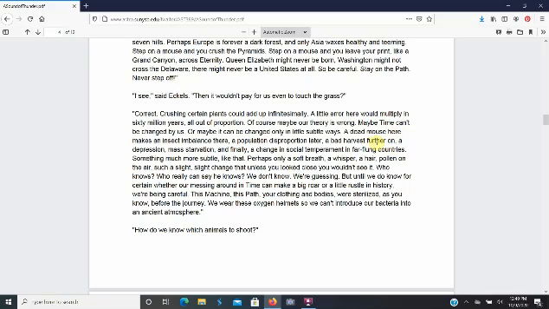We don't know. We're guessing. But until we do know for certain whether our messing around in time can make a big roar or a little rustle in history, we're being careful. This machine, this path, your clothing and bodies were sterilized, as you know, before the journey. We wear these oxygen helmets so we can't introduce our bacteria into an ancient atmosphere.